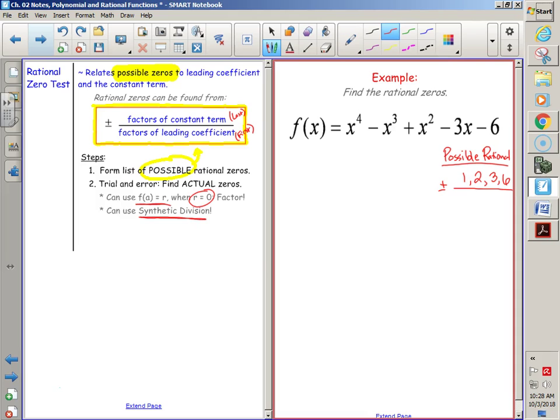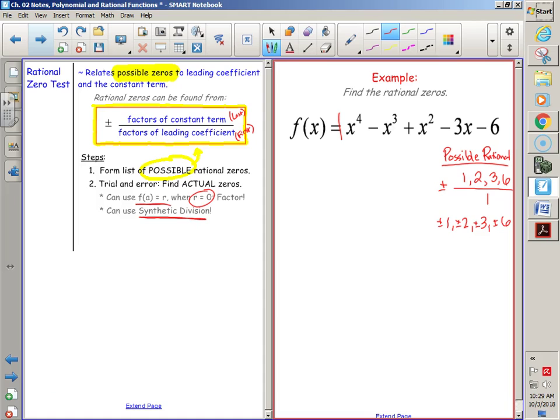Now I need the factors of the leading coefficient. Who's in the front? 1. Okay, well, that's easy. 1. Now I pair them all up. This one's super basic because you only have one number in the denominator. So what's 1 over 1? 1. What's 2 over 1? 2. What's 3 over 1? This isn't always the case, though. Sometimes you have multiple numbers and you have to pair up all the different possibilities. Now here's the struggle, guys. Are these actual or possible?